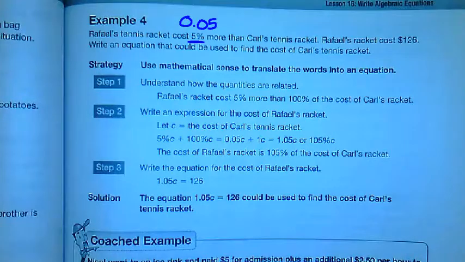So Raphael's tennis racket costs 5% more than Carl's tennis racket. Raphael's cost $126. So on one side I'm going to have equal to 126. On the other side, C is going to represent Carl's tennis racket. But it says more than. Now, here's the thing that I want you guys to remember.